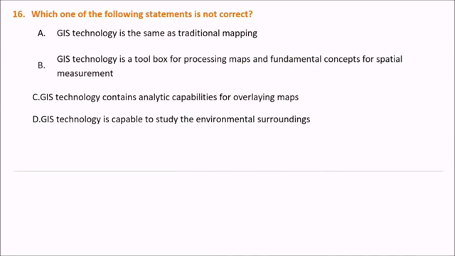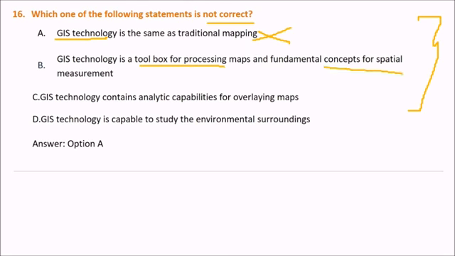Next is which one of the following statements is not correct? These are options for you. We are talking about the GIS technology. You need to find out which is not correct or incorrect. The answer is first one. GIS technology is the same as traditional mapping? No. GIS technology is a toolbox for processing maps and fundamental concepts of spatial measurement. GIS technology contains analytical capabilities for overlaying maps. GIS technology is capable to study the environmental surroundings also.